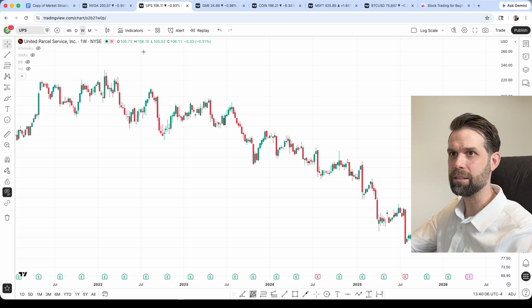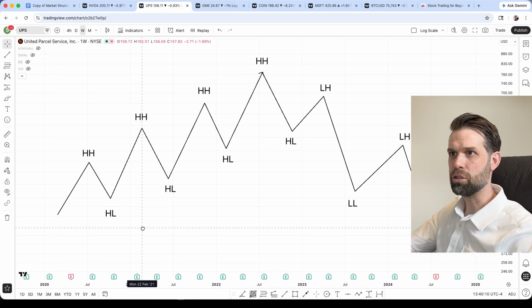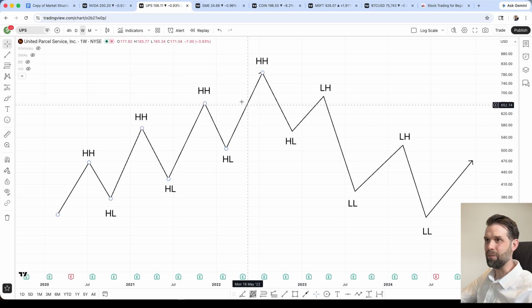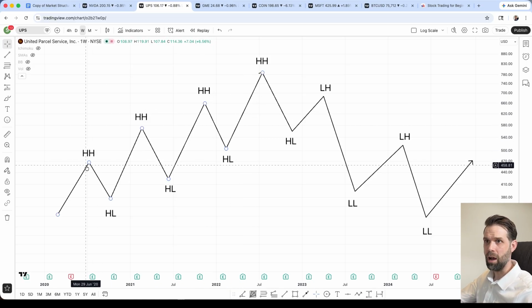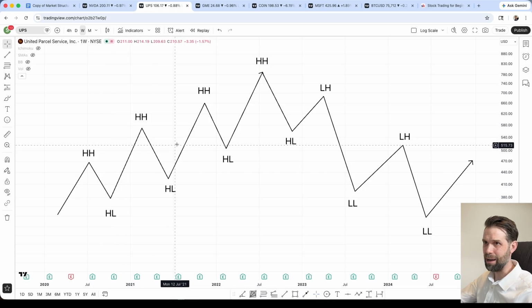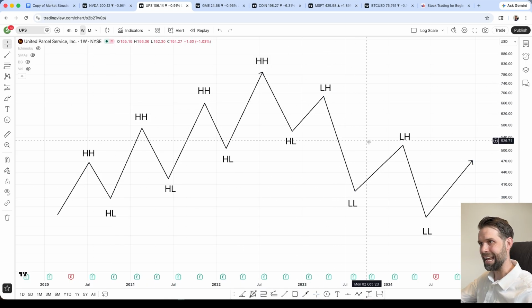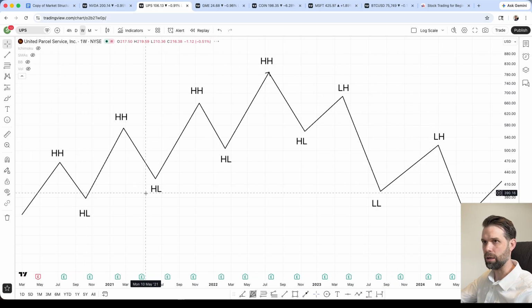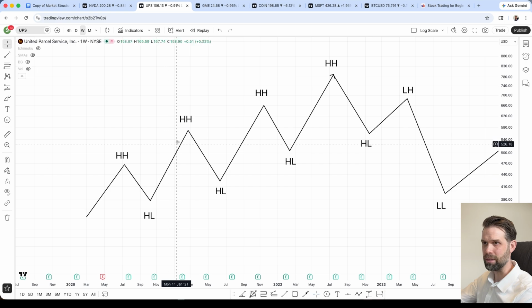So if we jump to UPS and we just put on some drawings here, we can look at this, and this basic diagram is market structure. So we have a higher high and a higher low. We have an uptrend in this area. Then we have a lower high and lower lows, and we have a downtrend in this area. So if we just zoom in here and look at what is actually happening with this simple diagram, then we're going to jump to an actual chart, because it's a lot more messy on real charts.